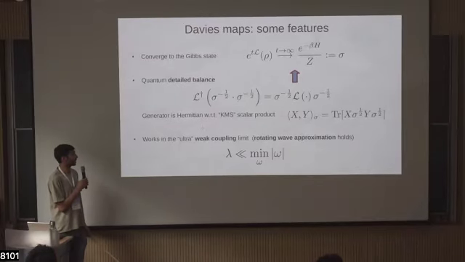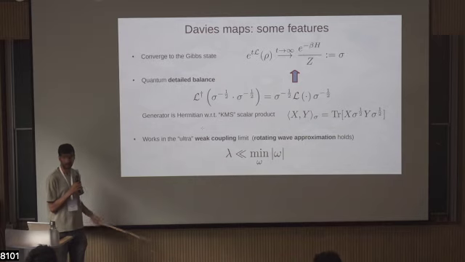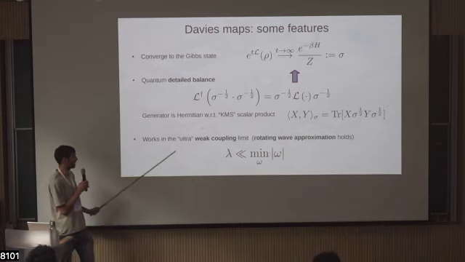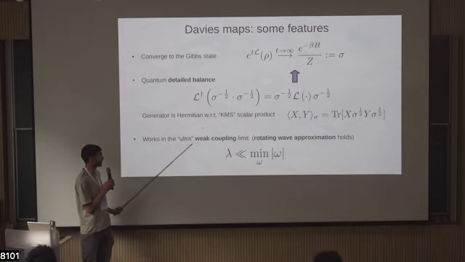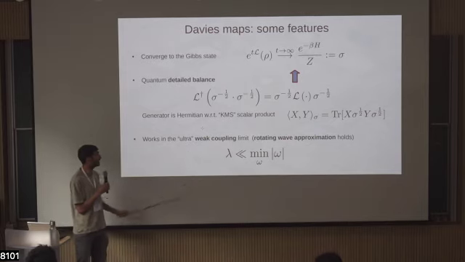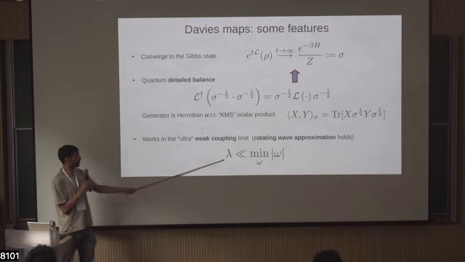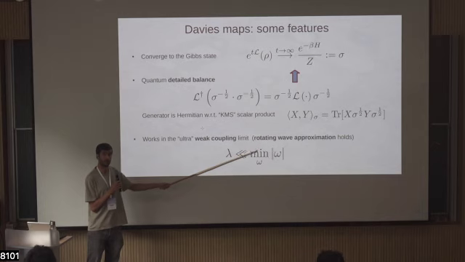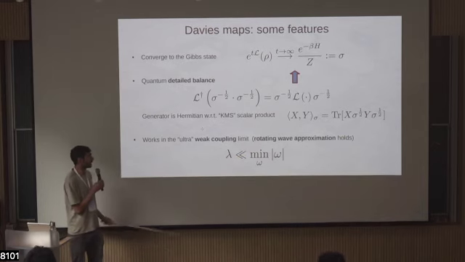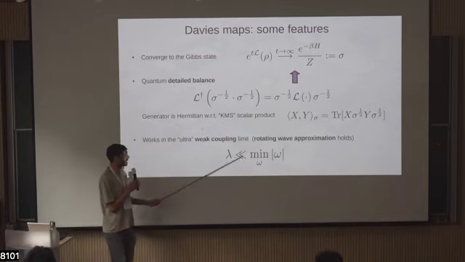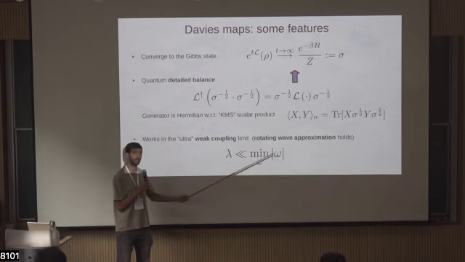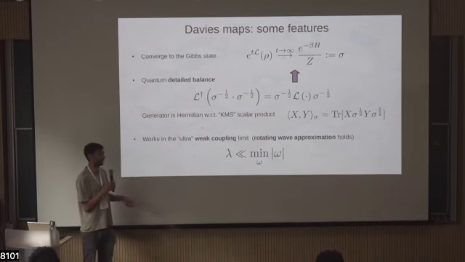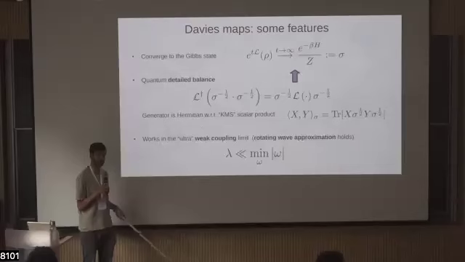The thing about this Davies master equation is that in order to derive it, you need to make an assumption. The assumption is that you're in what I'm going to call the ultra weak coupling limit, which essentially means that your coupling constant with the environment is much smaller than all the frequencies of your system. For those of you who know about this, it means you can take the rotating wave approximation. Essentially, the natural dynamics of the system are much faster than anything the environment does to it.